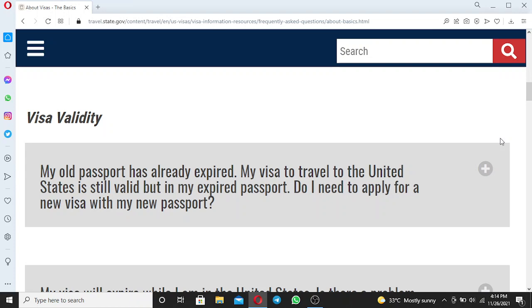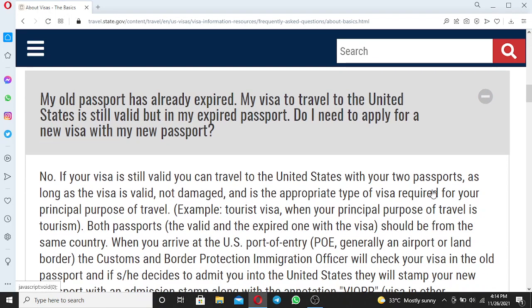My old passport has already expired. My visa to travel to the United States is still valid, but it is in my expired passport. Do I need to apply for a new visa with my new passport? You see this question, that the person has an old passport which has already expired, but the visa to travel to the United States is still valid, but it is in the expired passport. So, do you need to apply for a new visa with a new passport?